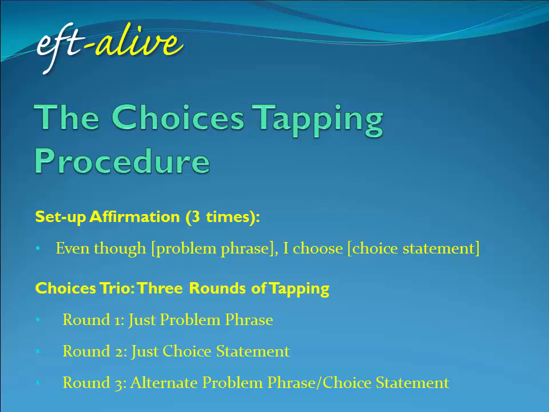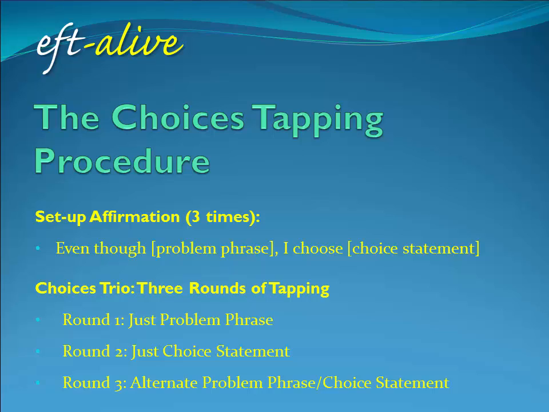So you do a round through all the points. Now the second round, you do just the choice statement by itself. At every point you would say, "I choose to feel calm and relaxed when flying." You would do that at every single point. Now the third round, you alternate from one point to the next between the problem phrase and the choice statement. So the first point would be, "I'm afraid of flying."